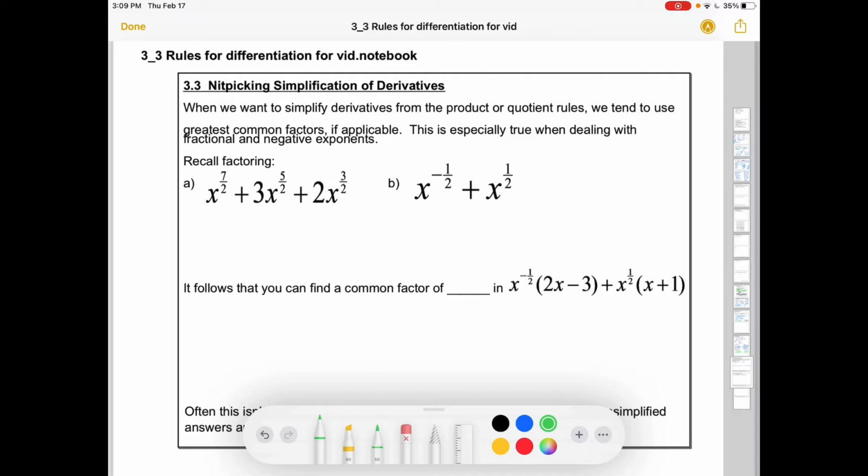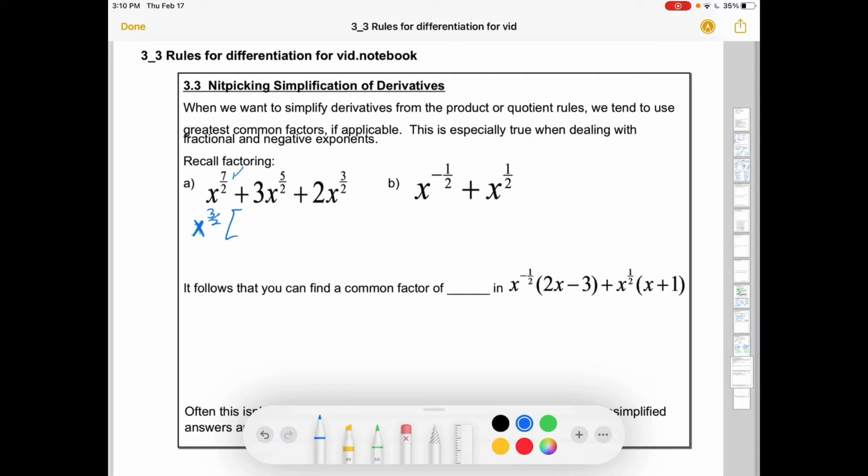When we want to simplify derivatives from the product and quotient rules, we tend to use greatest common factors if we can. This is especially true when dealing with fractional and negative exponents. So early on in the course, we were calling it common factoring. We expanded our idea of common factors and said it's just the lowest power that you find on any of the single terms in the function. So in this case, it's going to be x to the 3 over 2 as a common factor.